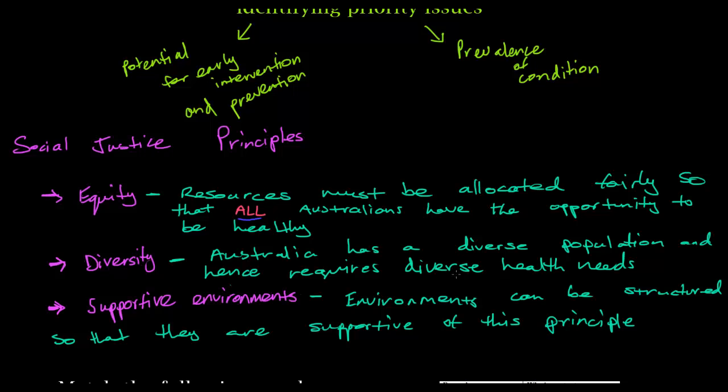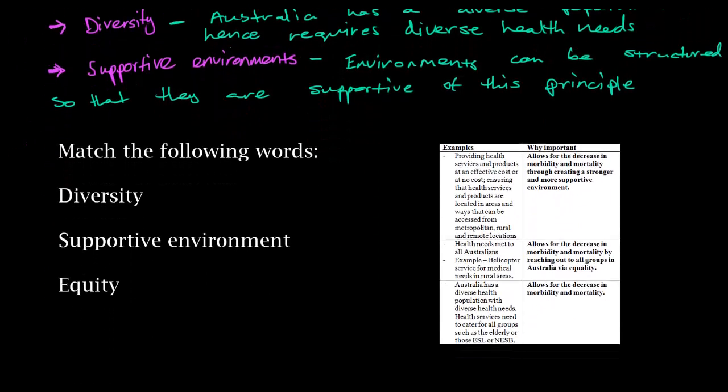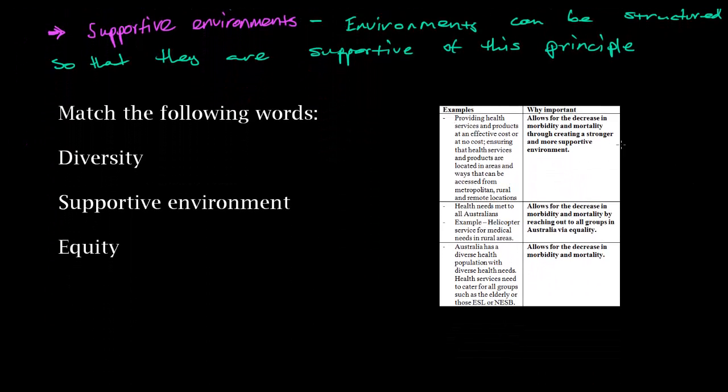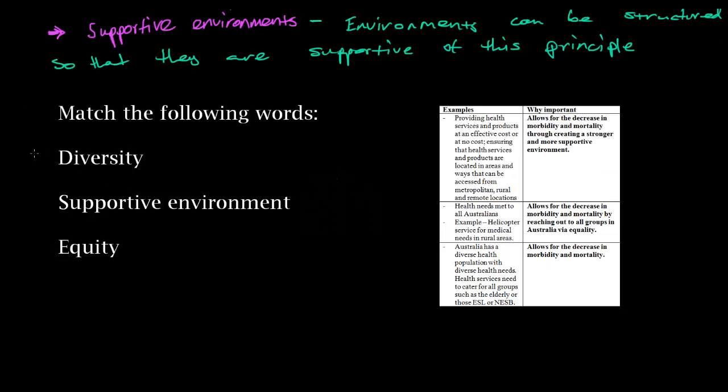So these are the social justice principles, which are pretty much just these three things: equity, diversity, and supportive environments. This is shortened down to SJP, so if I do refer to that and if other textbooks refer to it, just remember that it's the social justice principles. I'll move on to a little task. See if you can do this. Pause the video. See if you can match these following words, 1, 2, and 3, with the following table. So see if you can match these, and just pause it and try. If not, I'll just do it now.